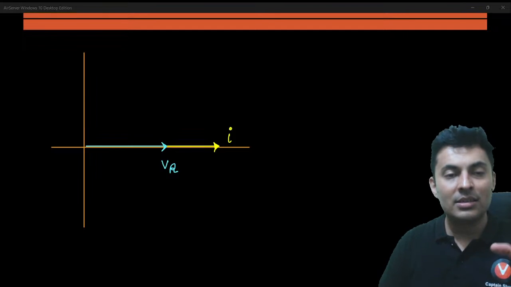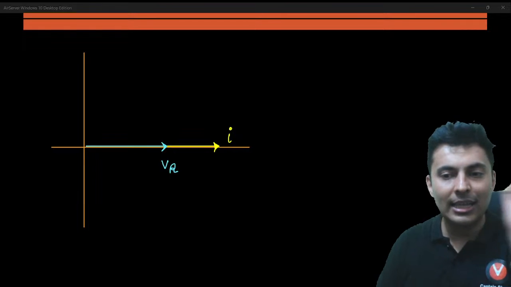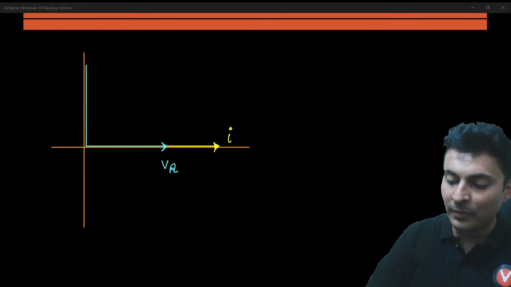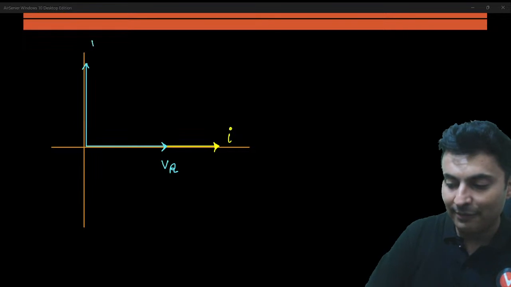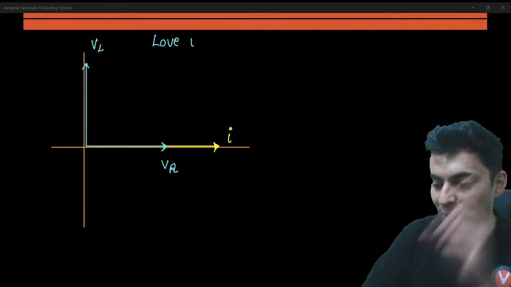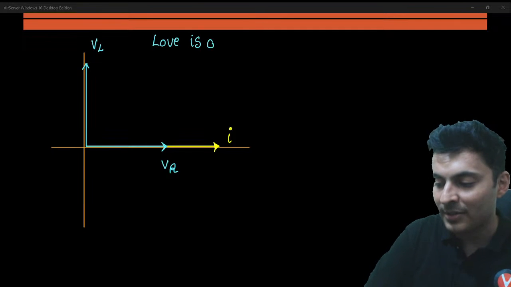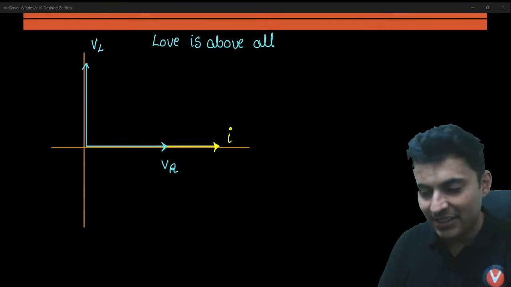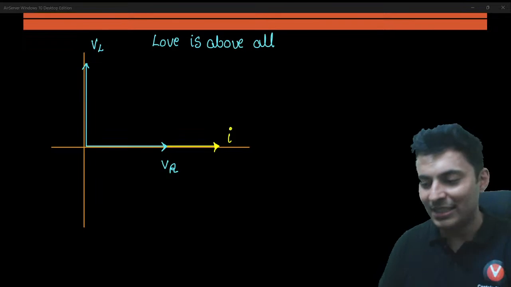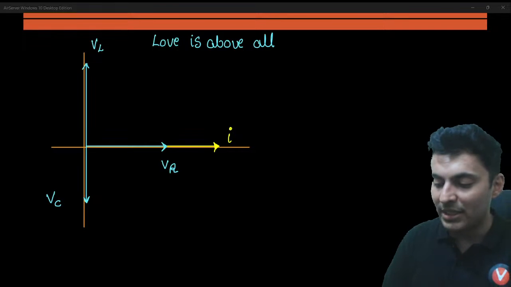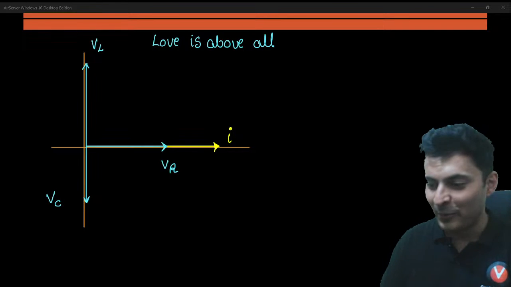Now remember the phrase, love is above all. So the voltage across the inductor is something like this, VL. Love is above all. So that's why it is on the top. Naturally, who is left? Obviously, the voltage across the capacitor. So VC is always below. VC, the voltage across the capacitor, is always below.